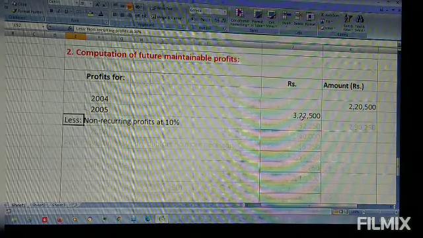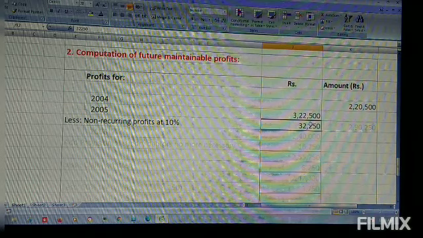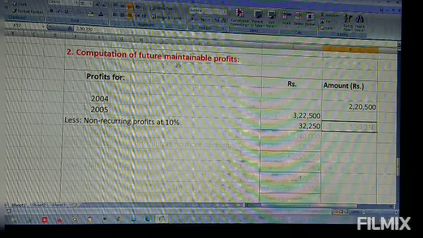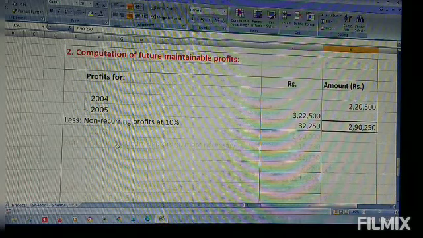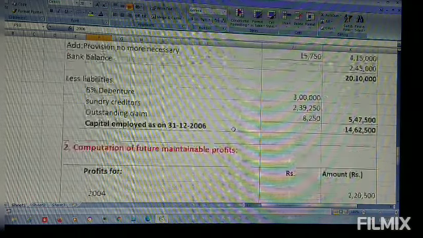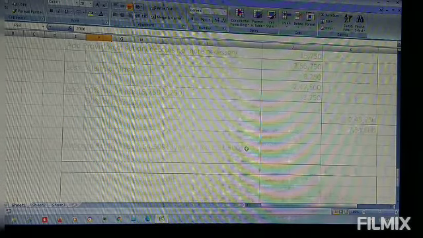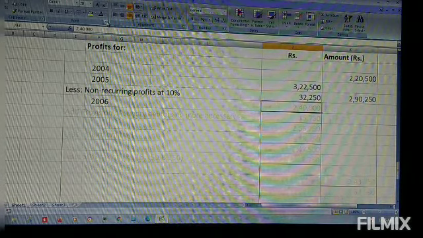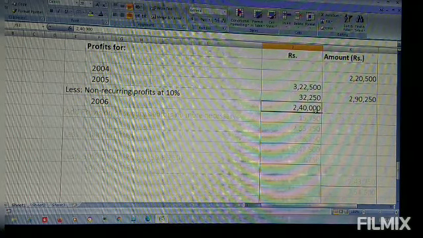So 10% of 3,22,500 will be how much? 32,250. You can calculate that. So net we get 3,22,500 minus 32,250, which is 2,90,250. Then what is the 2006 profit? It is again given in the problem. The 2006 profit is given as 2,40,000. We'll write 2,40,000 as the 2006 profit.